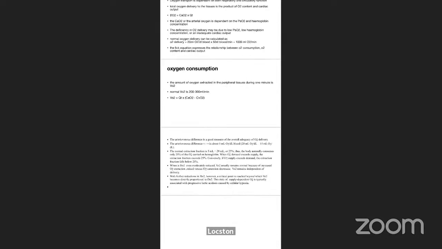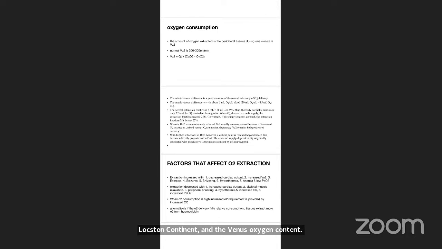Fick's equation expresses the relationship between oxygen consumption, oxygen content, and cardiac output. The oxygen consumption, VO2, is the product of cardiac output and the difference between the arterial oxygen content and the venous oxygen content. So that is the oxygen consumption at the tissue level. The arteriovenous difference is a good measure of the overall adequacy of oxygen delivery. The arteriovenous difference is about 5 ml oxygen per deciliter.